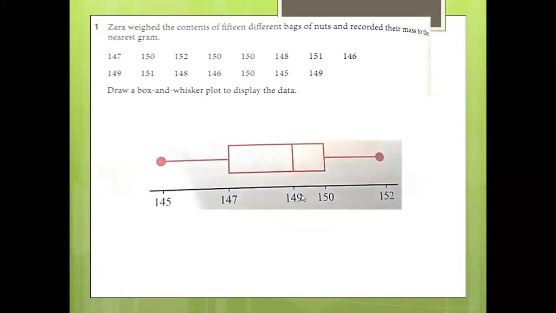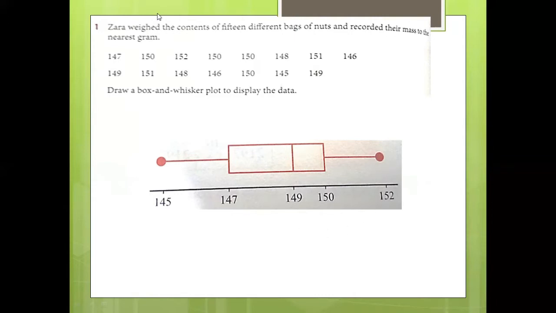First you draw a line. The minimum number is 146, so we start from 145. The maximum is 151 or 152, so the maximum number is 152. The smallest number is 145, so we go from 145 to 152.